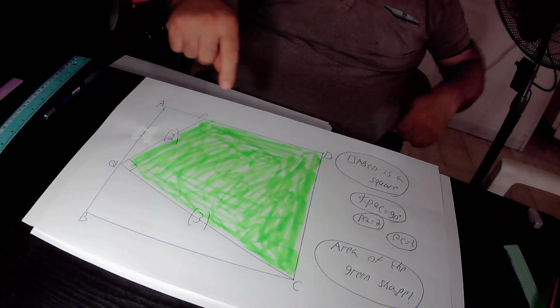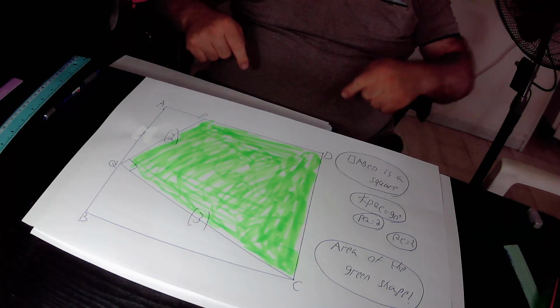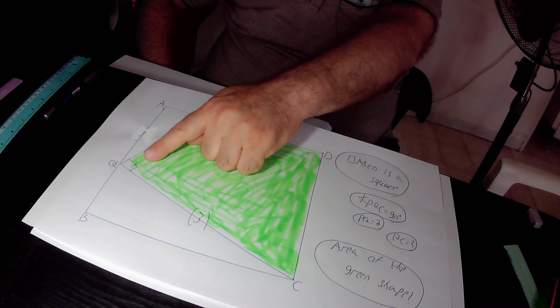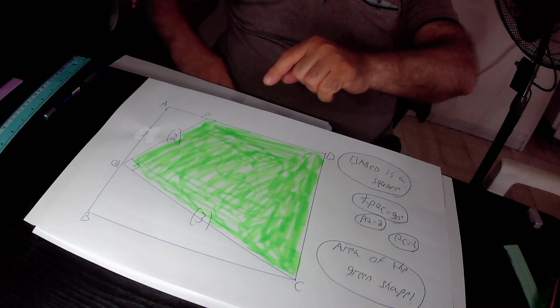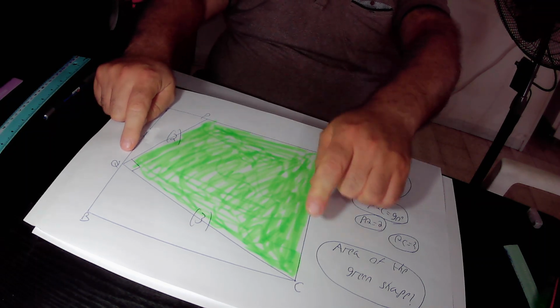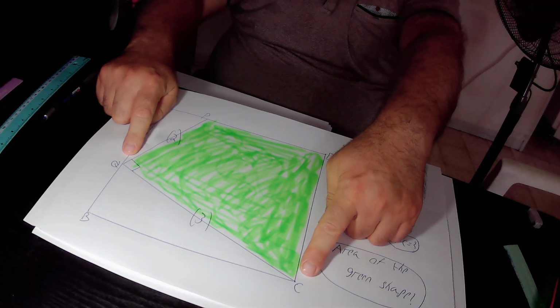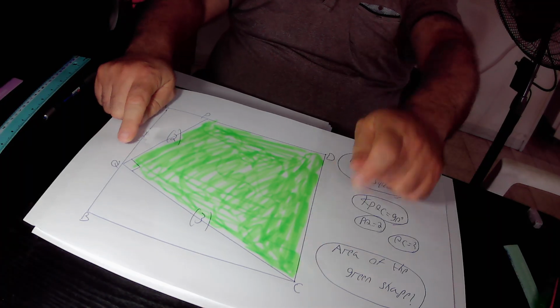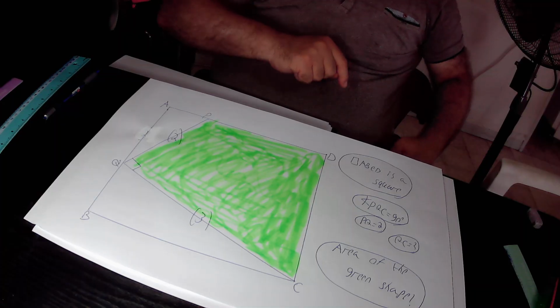In the drawing, we have square ABCD. This is angle PQC, that is a right angle. This is line segment PQ, this equals 2 units in its length. This is line segment QC, this equals 4 units in its length. Again, our mission is to find out the area of this green shape.